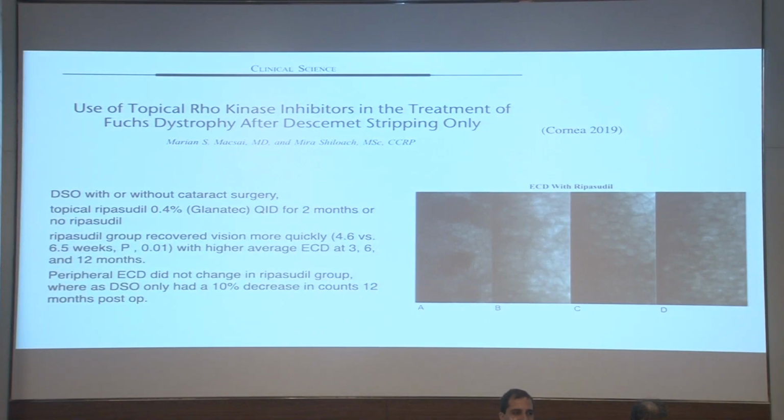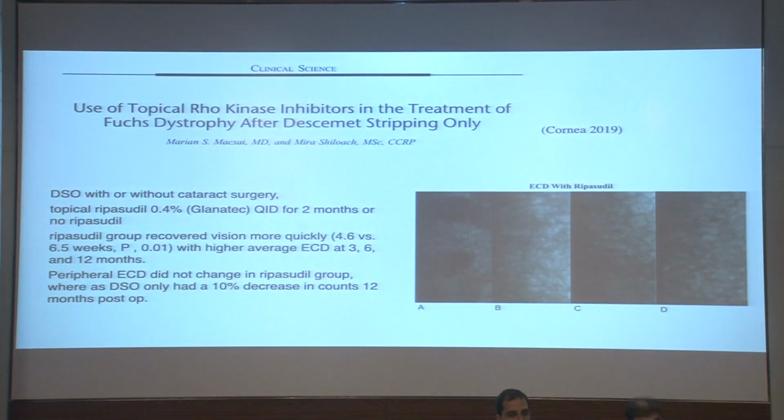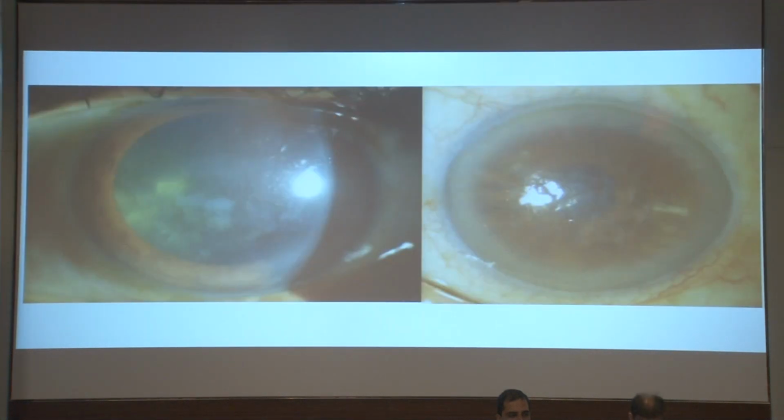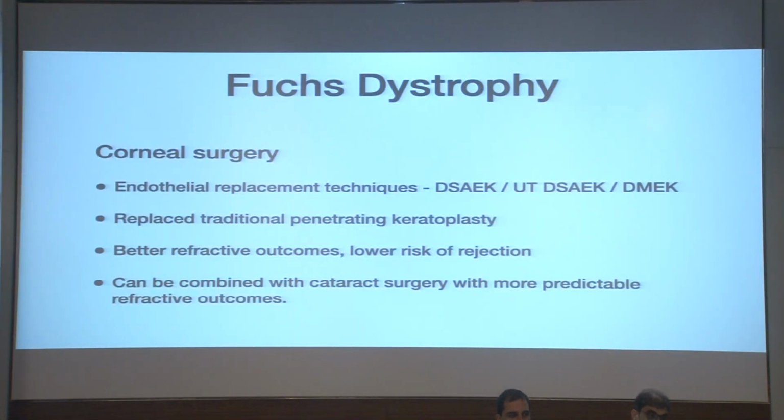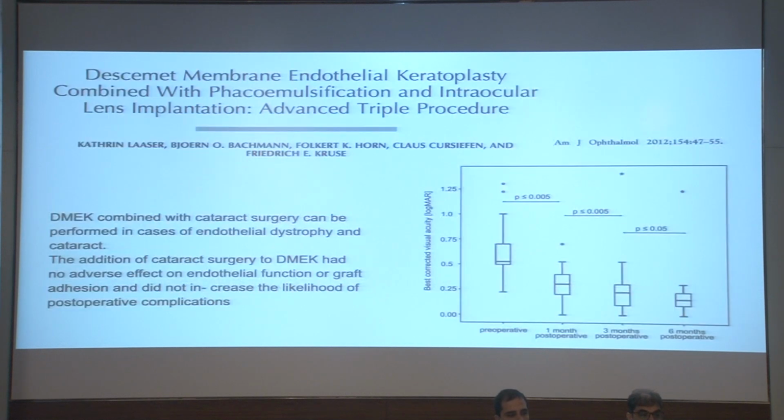So this is one of the papers published back in 2019 where they showed good results with DSO combined with use of topical ripasudil. But when you have extensive changes like that, you can do any of the endothelial replacement procedures, whether it is DSEK, ultra-thin DSEK, or DMEK. These have replaced the traditional penetrating keratoplasty. They give more predictable refractive outcome, faster visual recovery, and lesser risk of rejection.